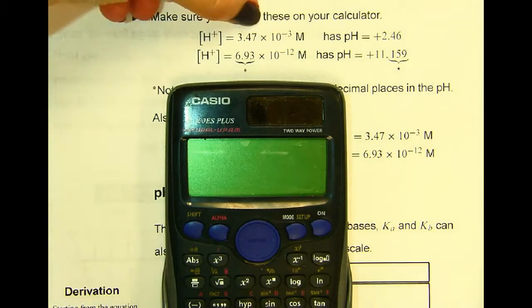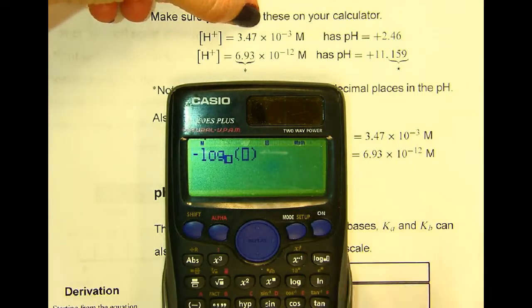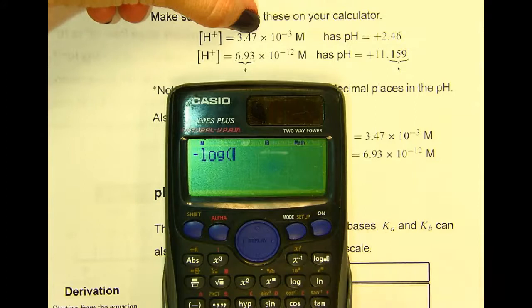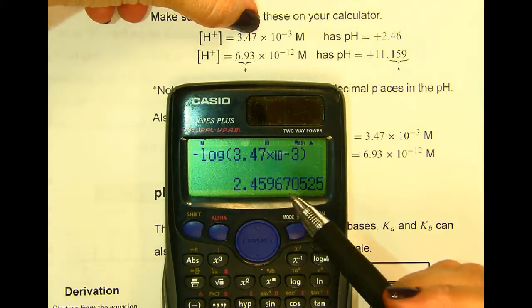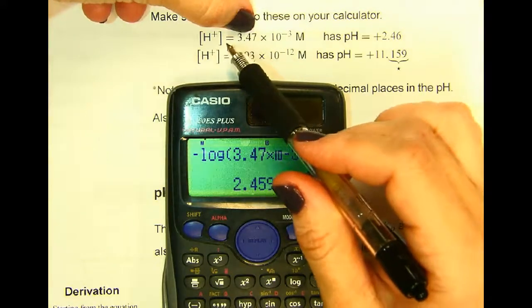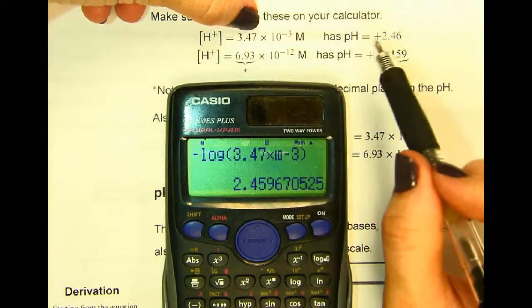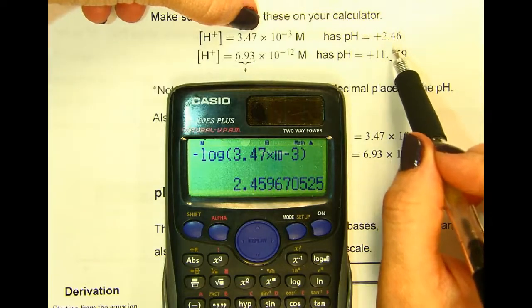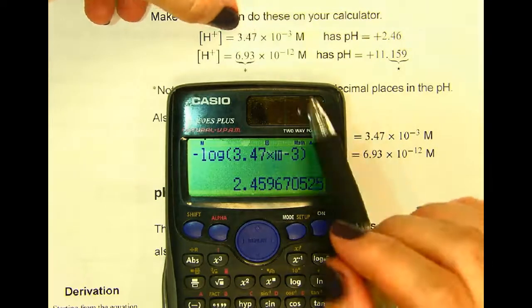So if I have this hydrogen concentration, then I want to be able to type in negative log, open parentheses, 3.47 times 10 to the negative 3, close parentheses, and that's going to give me a pH of 2.46. Note because there are 3 sig figs here, there should be 3 decimal places total in my answer. So it should be 2.460 to be more accurate.